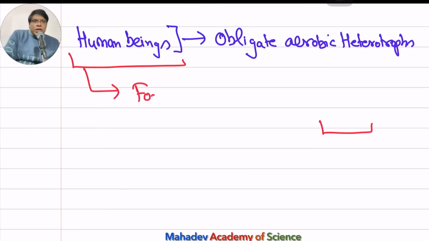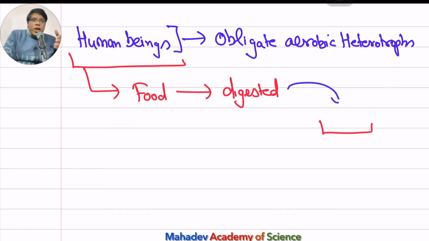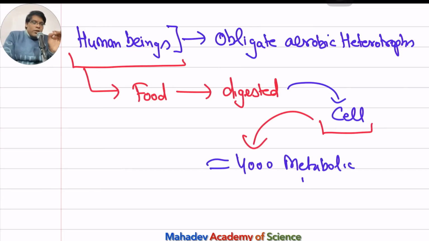Here I also want to tell you that we human beings digest food within our digestive system, and once the food is digested, proteins, carbohydrates and fats are released and absorbed by the cell. Within the cell, you see the further metabolism of carbohydrates, proteins and sugar molecules. Within the cell, approximately 4,000 biochemical reactions are taking place.